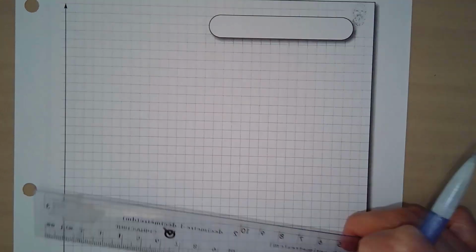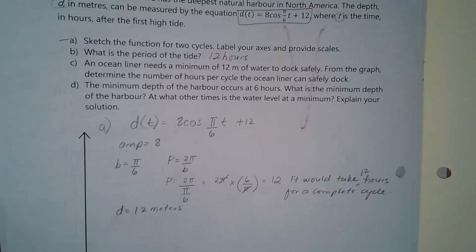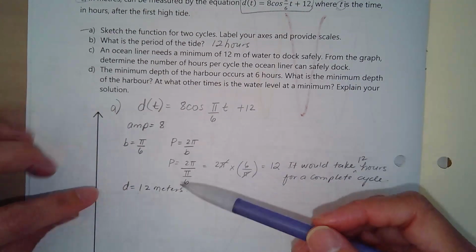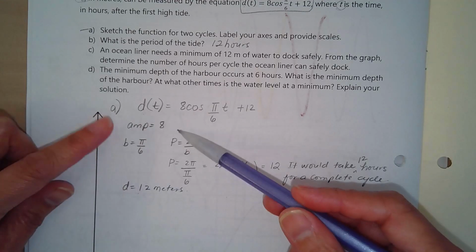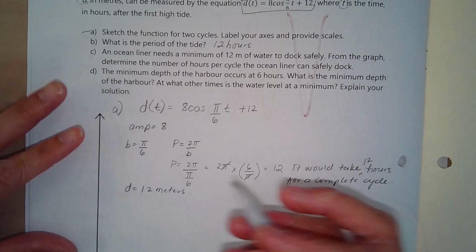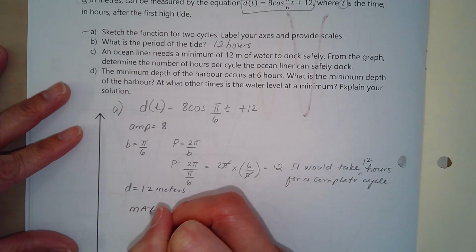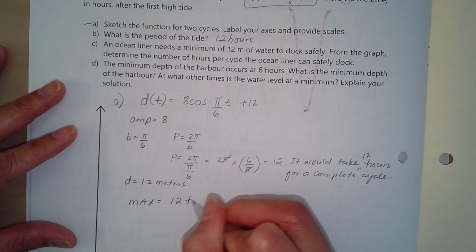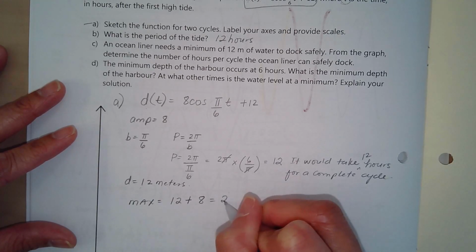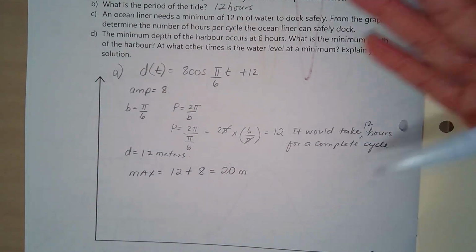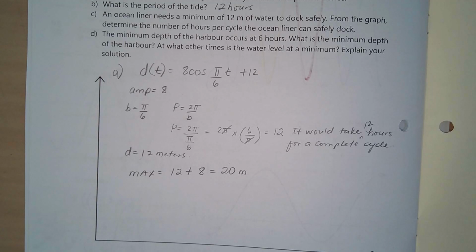So we know what the amplitude is. Now, before we get to the graph piece, if the median is 12 and the amplitude is 8, what's our maximum? It's going to be 20, right? It's going to be 12 plus 8, which is 20 what? Meters. So that's the high tide, it's 20 meters.